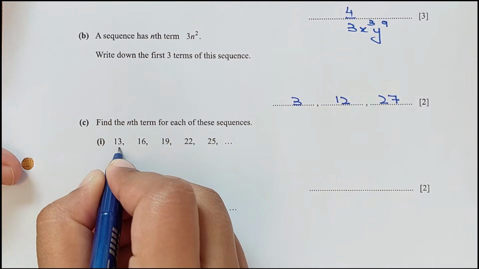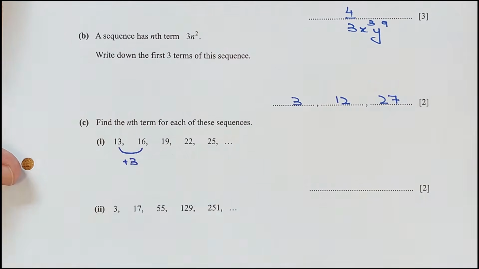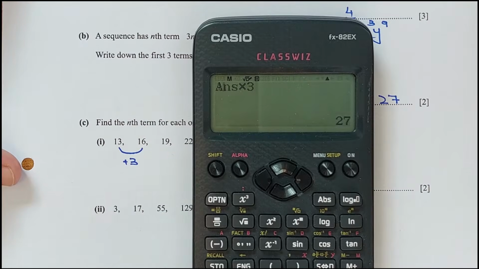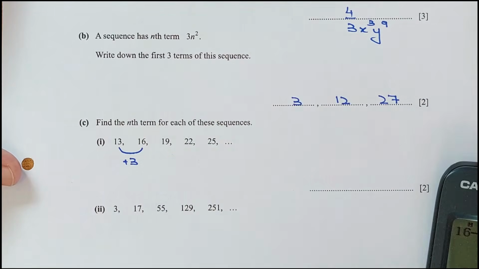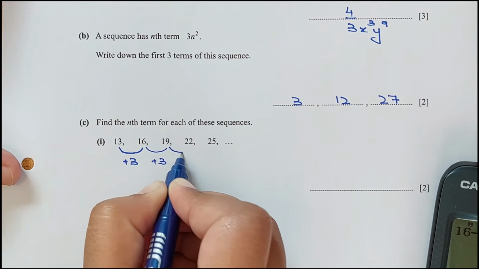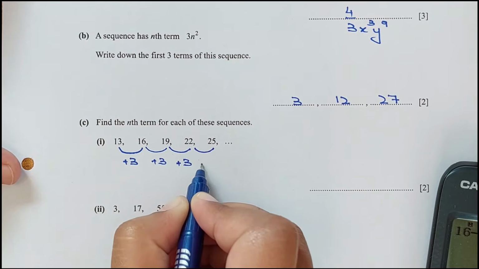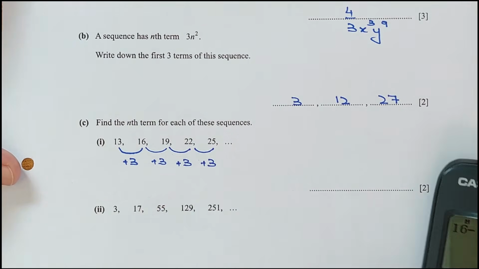So let me find out the difference between the terms. Between 13 and 16, the difference is 3: 16 minus 13 is 3. And 16 and 19, again adding 3. And 19 and 22, adding 3. And 22 adding 3, we will get 25, right?